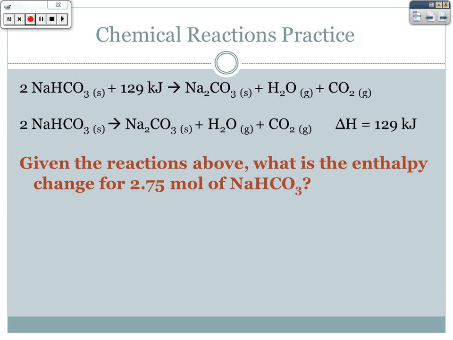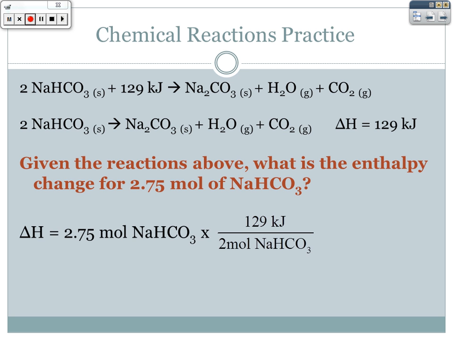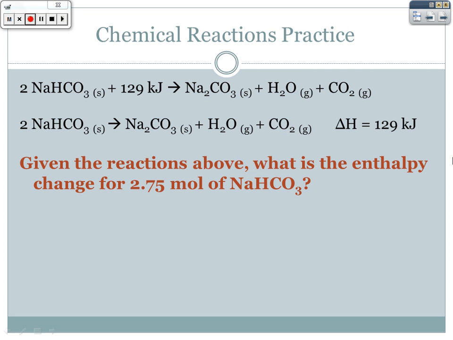Given the reaction above, what is the enthalpy change for 2.75 moles of sodium hydrogen carbonate? So our delta H is going to be equal to the number of moles, because this delta H here, the 129 kilojoules, is 129 kilojoules as this reaction is written. Which, if everyone remembers back when we were writing chemical reactions, these numbers in front are numbers of moles. So we have 2 moles of sodium hydrogen carbonate in this reaction, but what if we had 2.75 moles?